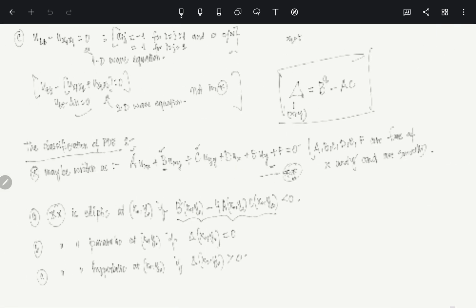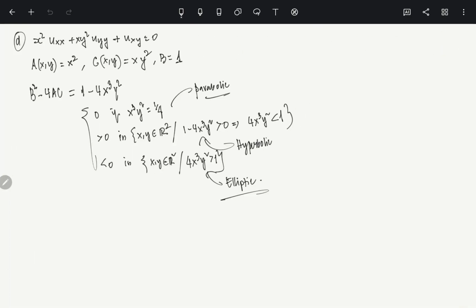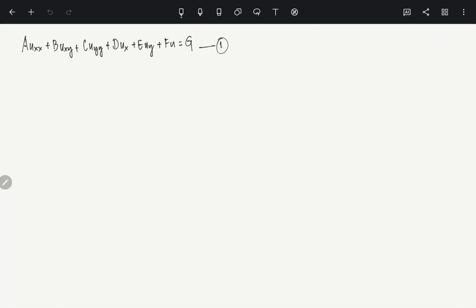Sorry, I should write it properly: f u equals g. I missed a u here. G can be 0, it's not an issue. I'm just writing the most general form. G can be a constant for all I care. Now, we wanted to transform this equation into a much simpler equation. So we introduce new variables. What are the new variables?